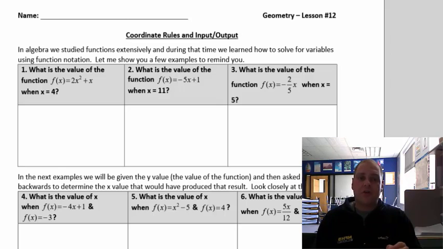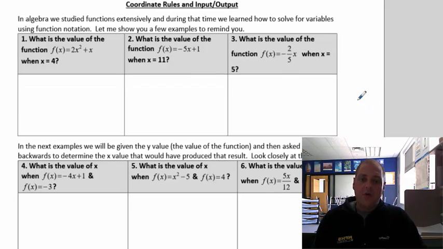Now, you learned function notation in Algebra 1. So what we're going to do in this video is show you how function notation can be related to translation notation. All right, so let's do that first. We're going to start with these examples here where we have a given function and we're trying to find the output of the function, so the value of the function.